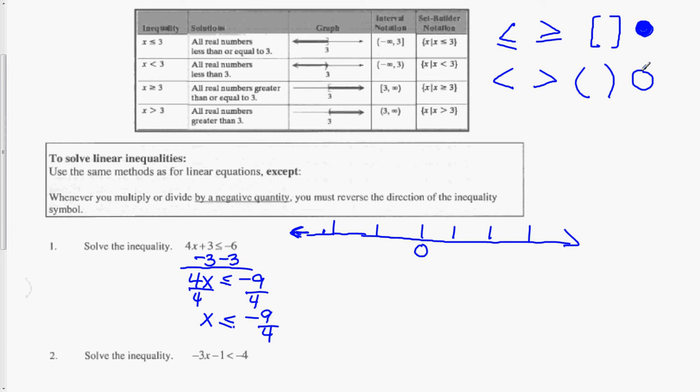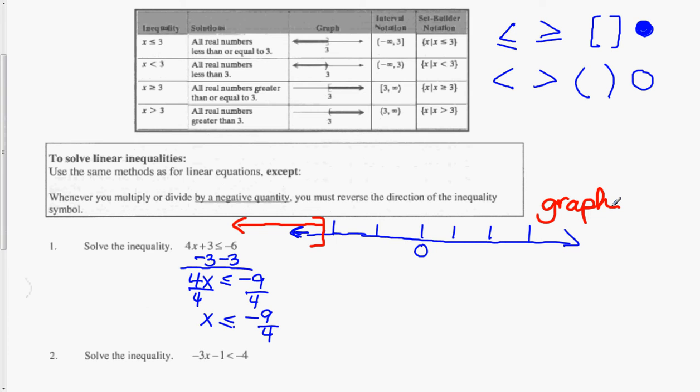So when I'm looking at x is less than or equal to negative 9/4, I'm going to have a bracket. Let's use a different color so you can see it. I'm going to have a bracket at negative 9/4 because I have an equal to in there. And then since I'm showing less than, I'm going to point an arrow to the left. That's going to give me less than negative 9/4. So this would be your graph representation.